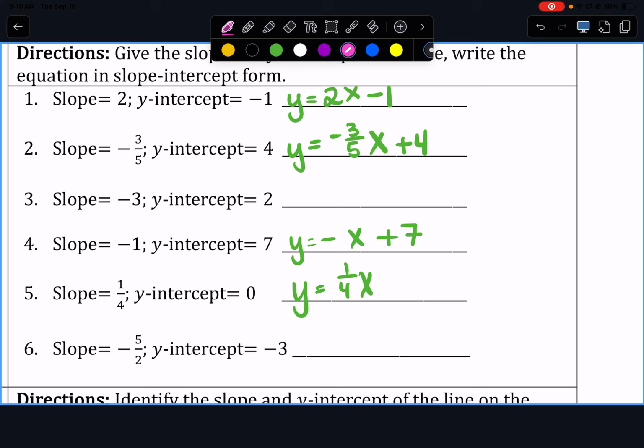3 and 6. All right, for number 3, what did y'all write? And for number 6?